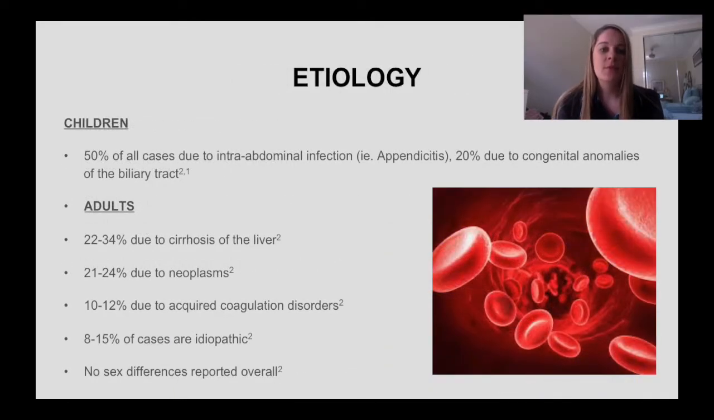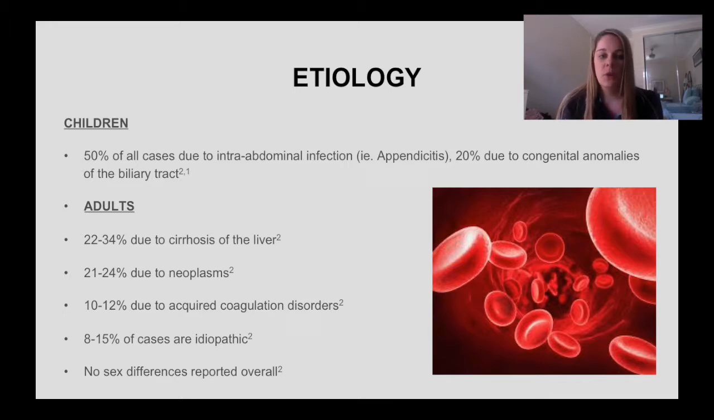So we have some statistical data on the presence of portal vein thrombosis within the population. As we can see, within children, 50% of all cases of portal vein thrombosis are due to an intra-abdominal infection such as appendicitis, and the other 20% of all cases in children are due to a congenital anomaly of the biliary tract. Within adults, the large majority are due to cirrhosis of the liver, so that's up to 34% of all adult cases. 21 to 24% are due to neoplasms, usually occurring within the pancreas, liver or the kidney. And 10 to 12% of adult cases are due to acquired disorders of the coagulation pathway.